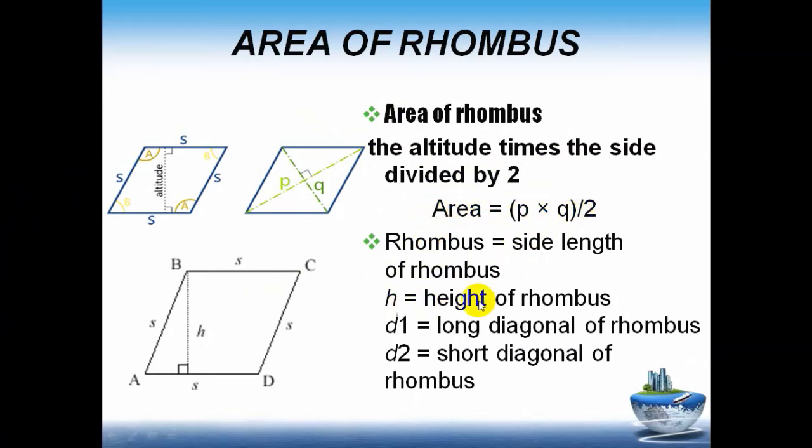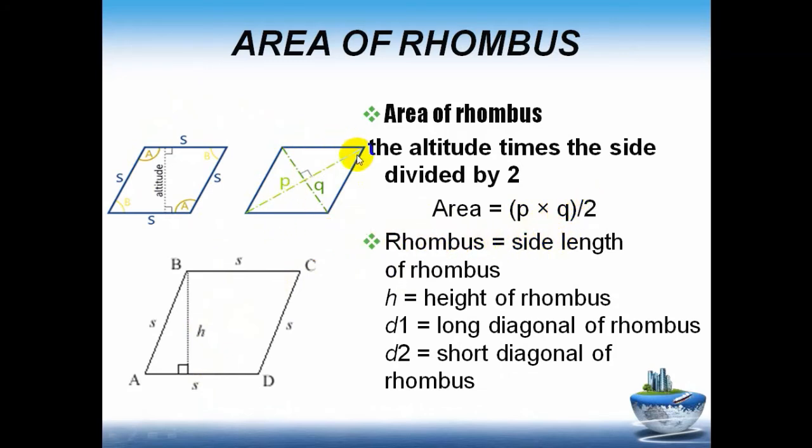Now H is the height of the rhombus. D1 or P is the long diagonal of the rhombus, and similarly D2 is the short diagonal. Suppose you see over here, this is the rhombus and this is the height of the rhombus. P is the length of the long diagonal and Q is the length of the short diagonal. So suppose this is D1 and this is D2, then the area of the rhombus will be equal to D1 multiplied by D2 divided by 2.